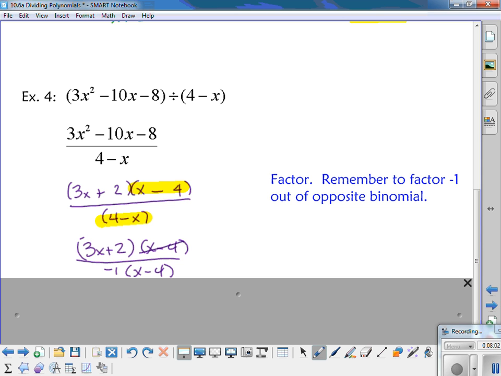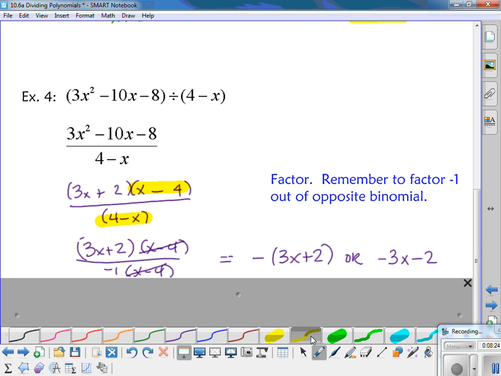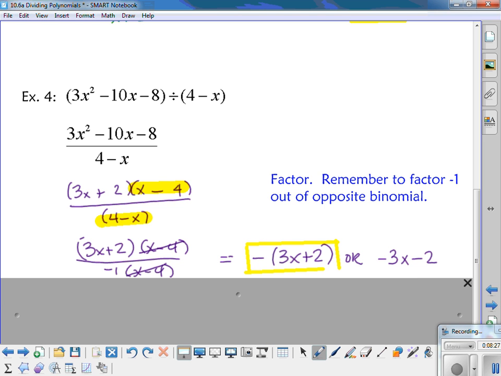And then my x minus 4's will cancel out, and dividing by negative 1 is the same as multiplying by negative 1, right? So I'm just going to put the negative out in front of my parentheses. You can leave the answer like that if you want to, or you can go ahead and distribute the negative, and it would be negative 3x minus 2. So either one of those would be an acceptable form of the answer. Okay. Any questions?